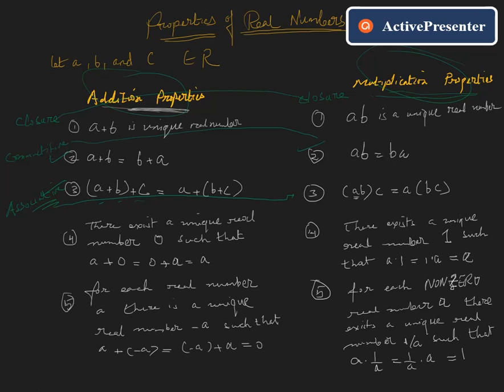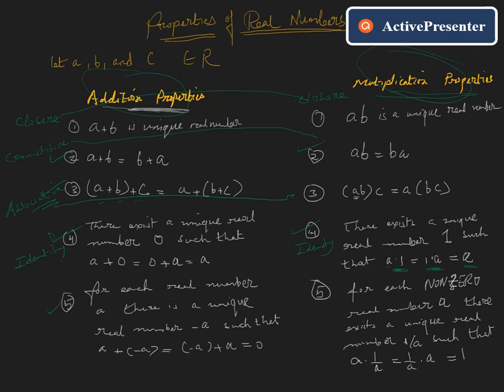Here there exists a unique real number 0 such that A plus 0 equals 0 plus A equals A. This is known as the identity property. Okay? And also in the multiplication there exists a unique real number 1 such that A multiplied by 1 equals 1 multiplied by A equals A. This is also known as the identity, but it is in the multiplication.